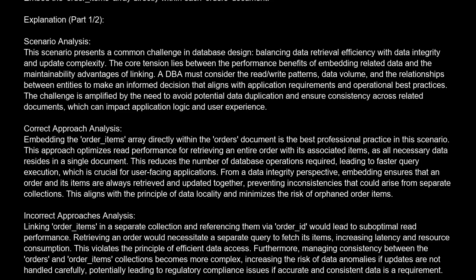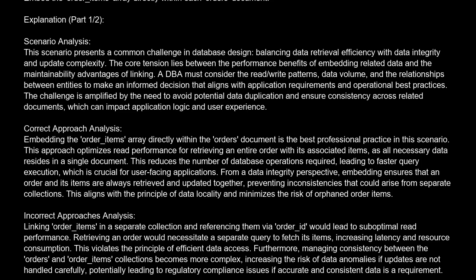for user-facing applications. From a data integrity perspective, embedding ensures that an order and its items are always retrieved and updated together, preventing inconsistencies that could arise from separate collections. This aligns with the principle of data locality and minimizes the risk of orphaned order items.